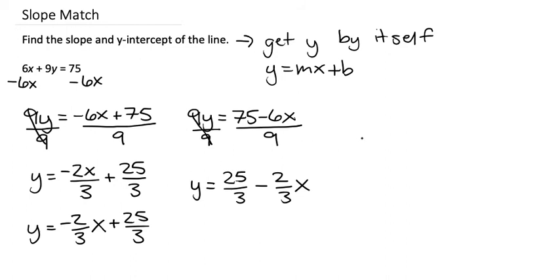So my slope is the number in front of x, which is negative 2/3. And my y-intercept is 25 over 3.